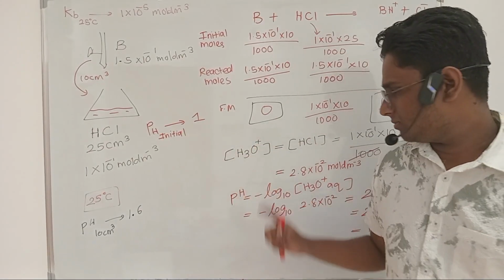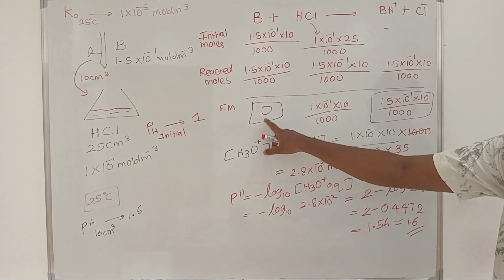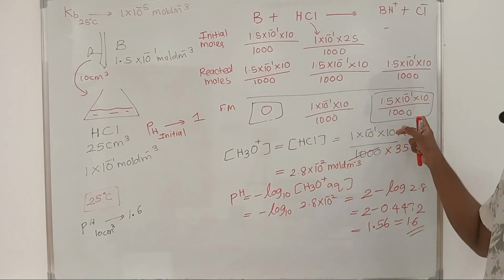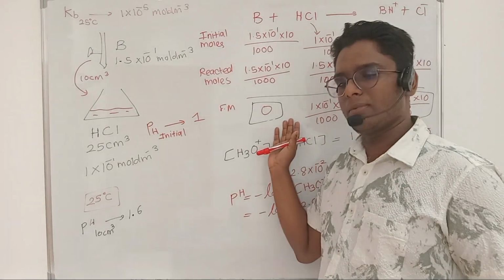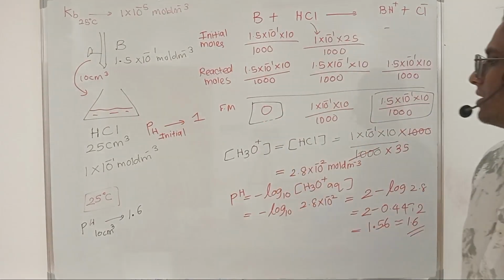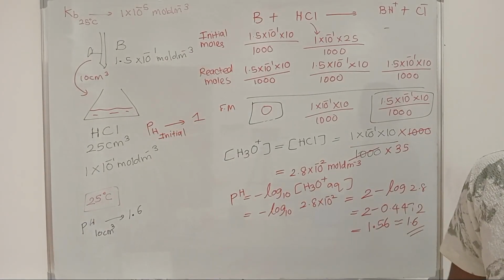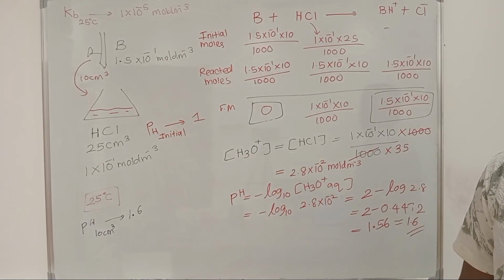The reason is the weak base is not present. Weak base concentration is 0, but conjugate acid is present. But for a solution to become a buffer solution, both must be present, right? So this is not a buffer solution. Okay, next, what are they asking?